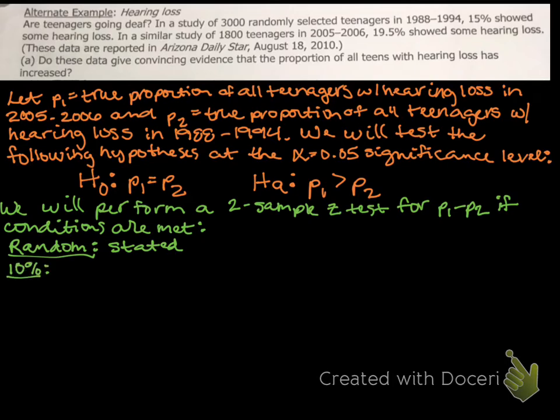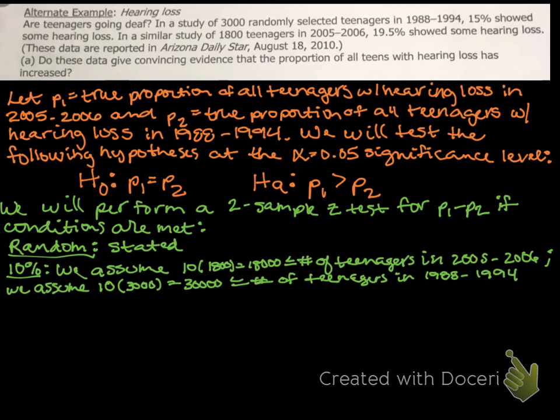Second condition is 10%. We assume 10 times 1,800 equals 18,000 is less than or equal to the number of teenagers in 2005 to 2006. We assume 10 times 3,000 equals 30,000 is less than or equal to the number of teenagers in 1988 through 1994.